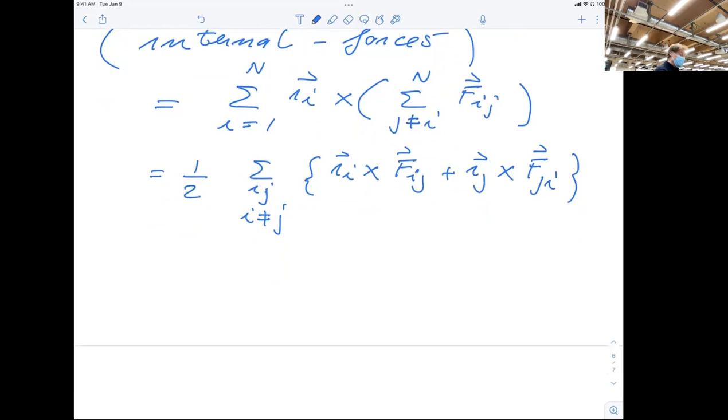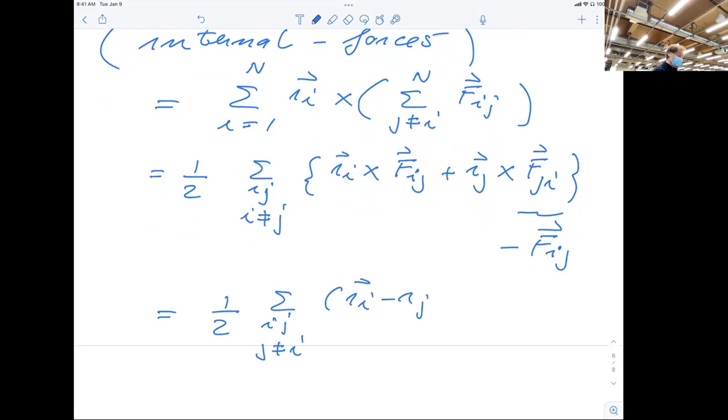So you can rewrite this now if you now remember that this one is equal to minus F_ij using Newton's third law. So we can rewrite this one in terms of 1/2, and then we have a sum over i, j, and then j different from i, and we are going to have r_i minus r_j, the relative distance between 2 particles, and then multiplied with F_ij.